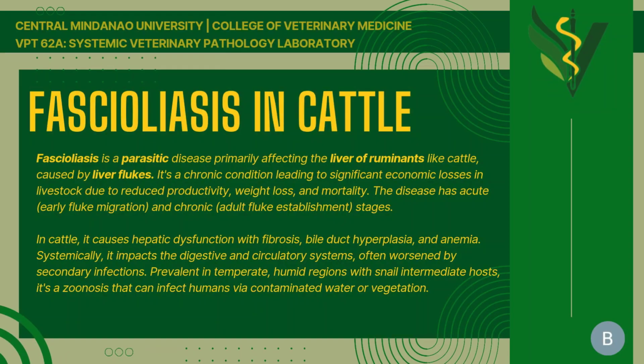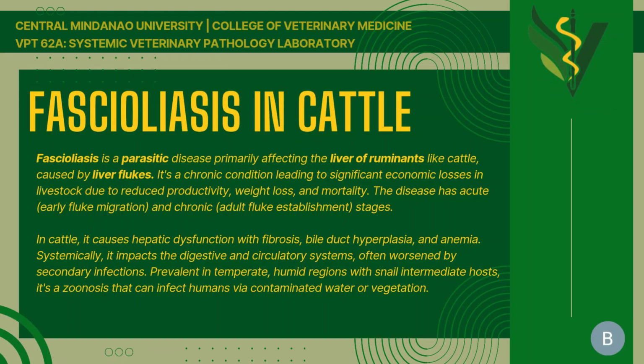The disease progresses through two distinct phases: an acute stage involving early fluke migration and a chronic stage once the adult flukes have established themselves. In cattle, the presence of these flukes causes severe hepatic dysfunction, characterized by fibrosis, or the scarring of the liver, and bile duct hyperplasia. This condition also leads to anemia, which impacts both the digestive and the circulatory systems.